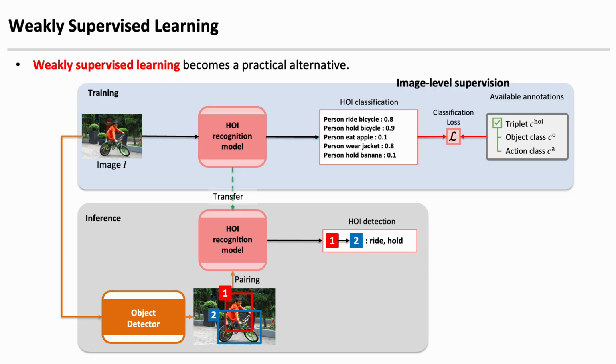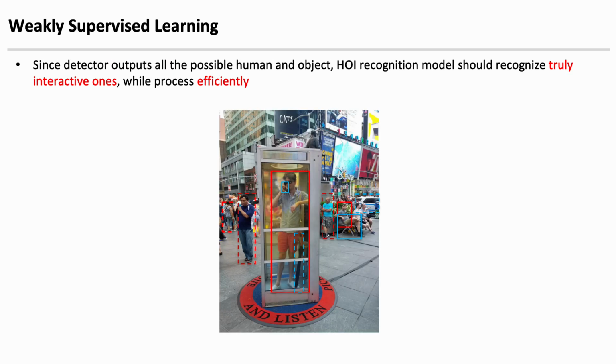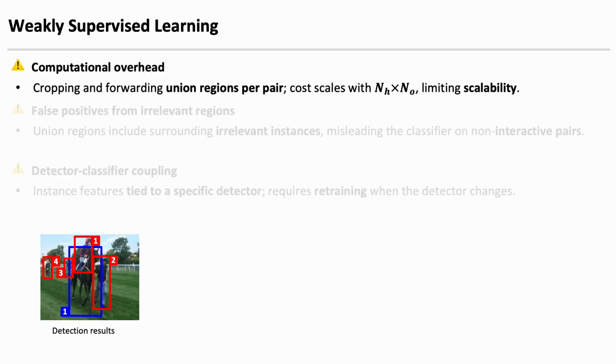It only needs to know which interactions exist in an image, with no instance-level localization labels, yet still enables instance-level detection. Since the object detector outputs every possible human and object candidate, the HOI recognition model has to effectively pick out only the pairs that are actually interacting.